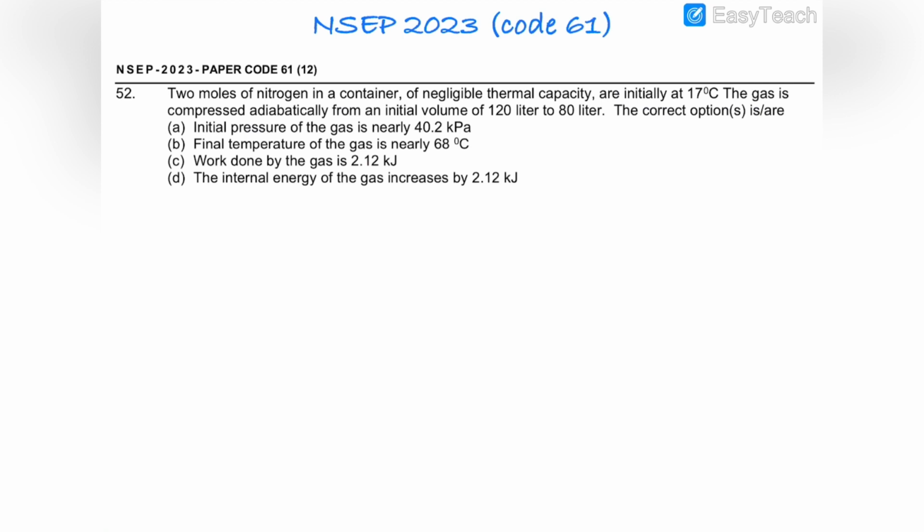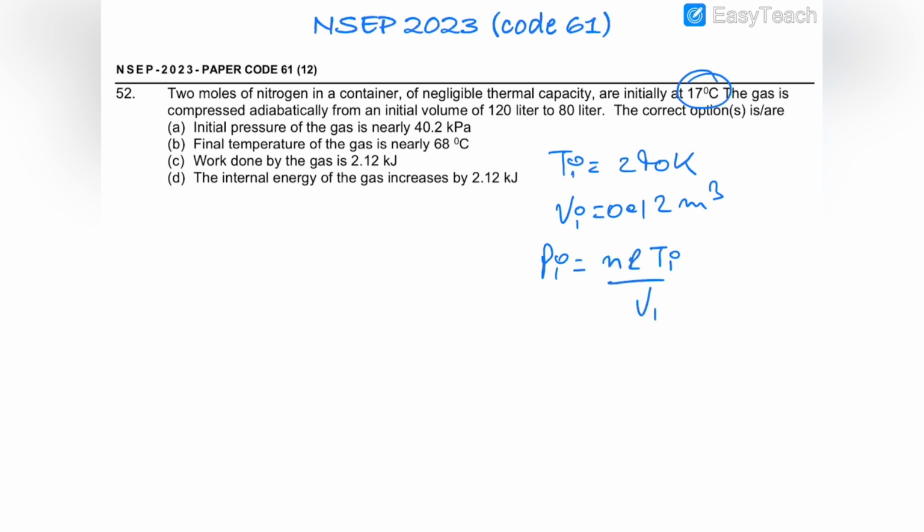So let us see that the initial temperature was 290 Kelvin, and the initial volume was 0.12 meter cube in standard unit. Okay, and the initial pressure is nRT initial by V initial. So by substituting the values of these, n is 2, so the initial pressure would be 40.2 kilopascals, which is option A.